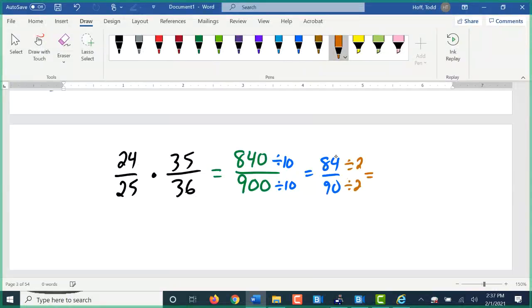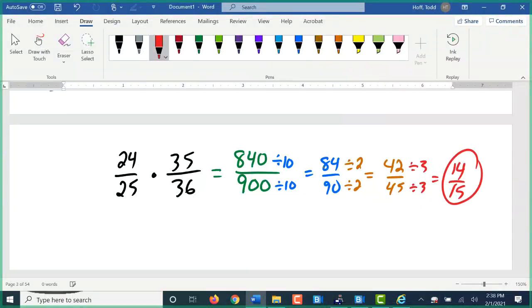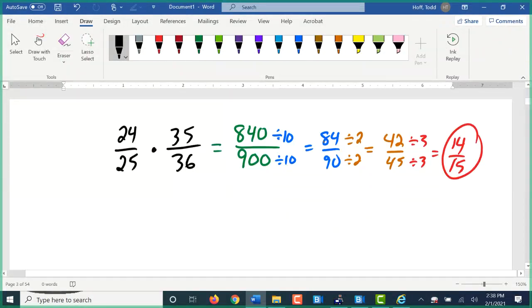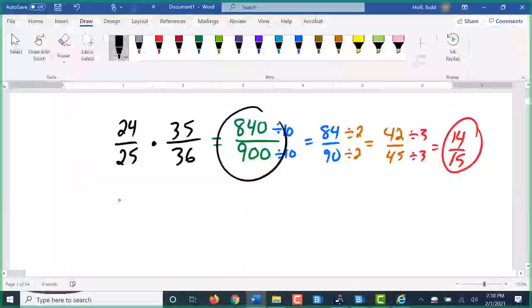42 over 45. If you add the digits, this one adds to 6, and the bottom one adds to 9, so they can both be divided by 3. 14 over 15. I realize I went through that kind of fast. We're just a little short on time here, so I'm moving a little quick. Okay. That's not horrible, but we work with some big numbers.